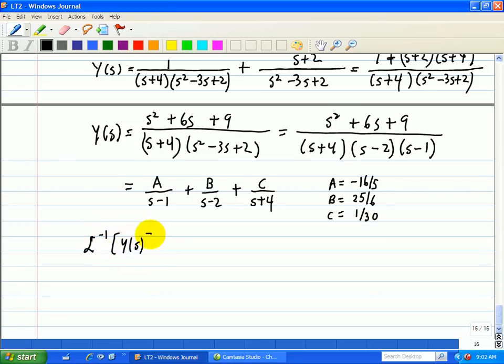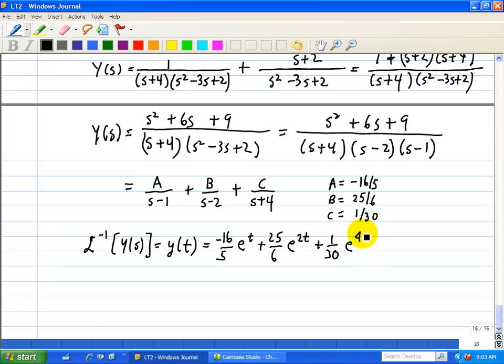Now we take the inverse Laplace transform of Y of s, which turns out to be y of t. So using this set of values for A, B, and C, and this partial fraction expansion shown here, corresponding to s minus 1, that's just e to the t with a coefficient of negative 16 over 5. Corresponding to the root 2, s minus 2, we have e to the 2t with a coefficient of 25 over 6. And then corresponding to the root of minus 4, we have s plus 4 with a coefficient of 1 over 30, so we have 1 over 30 e to the minus 4t. So that's how you solve this differential equation using the Laplace transform technique.